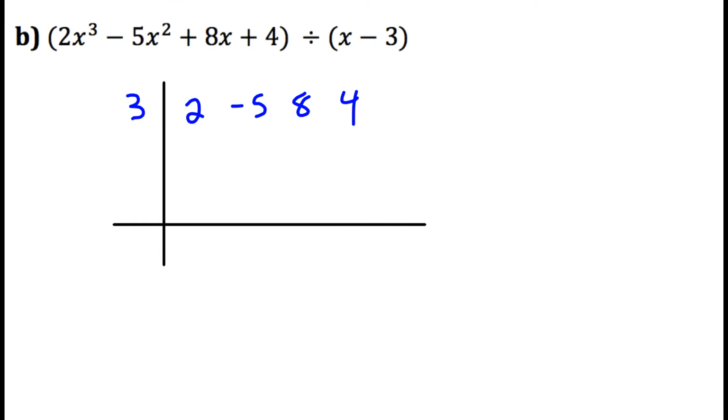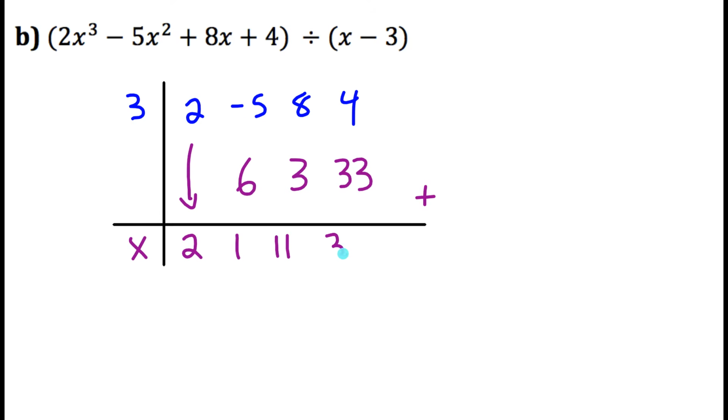I'm going to put my operator symbols, my multiply sign here, my addition sign here, and now I'm going to run the algorithm. Bring the 2 down, do 3 times 2, get 6. Do negative 5 plus 6, I get 1. 3 times 1 is 3. 8 plus 3 is 11. 3 times 11 is 33. 4 plus 33, 37.